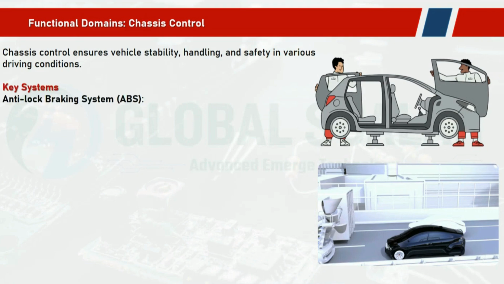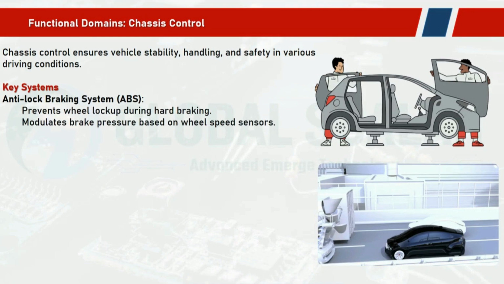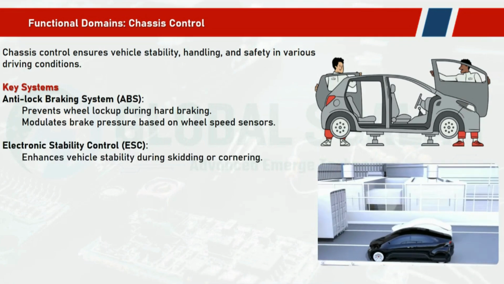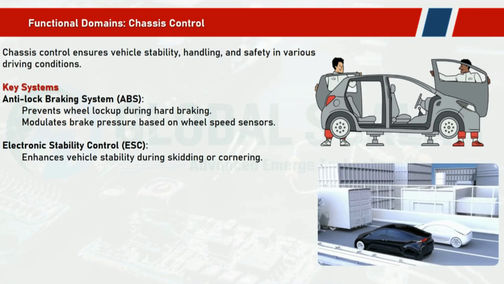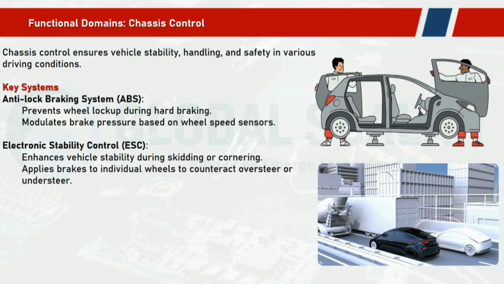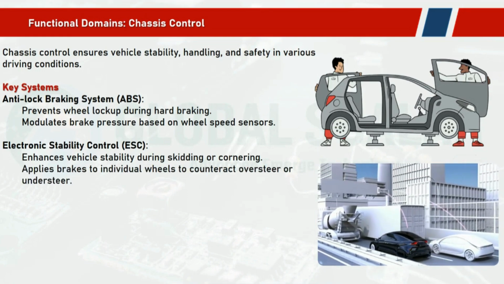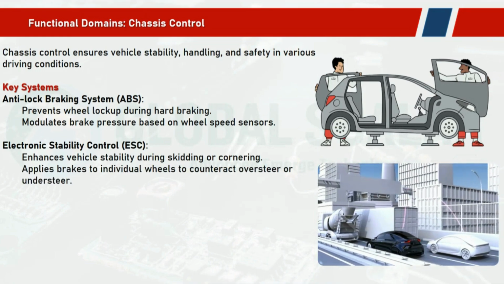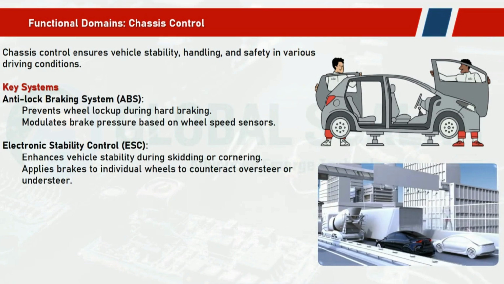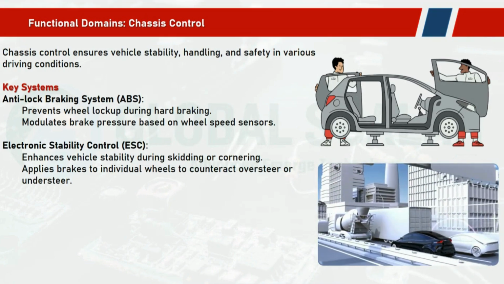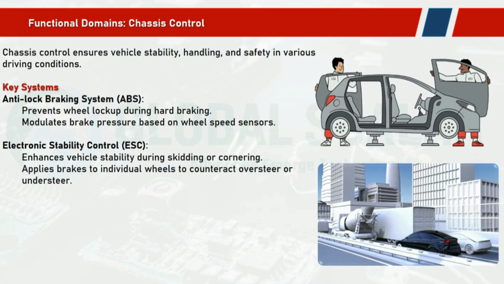The key features involve the anti-lock braking system. It prevents wheel lock-up during hard braking. It modulates the brake pressure based on the wheel speed sensor. And we have the electronic stability control, ESC. It enhances vehicle safety during skidding or cornering. It applies the brake to the individual wheels, and the vehicle can be stopped automatically at a certain speed.